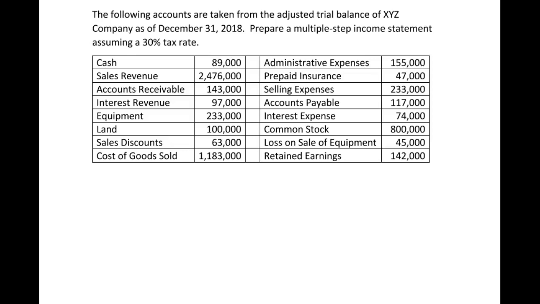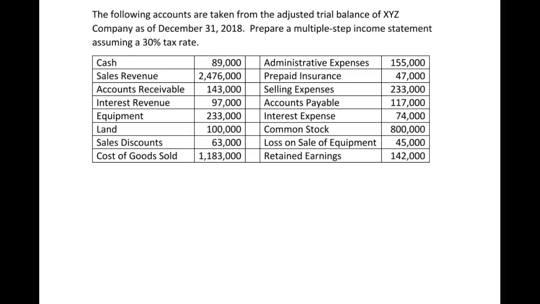Today we're going to conclude our videos on the income statement by doing an income statement example. So this might be something that you see on your homework assignments or on a test. Anytime you see something like that with a list of accounts and it says prepare a multiple step income statement assuming a 30% tax rate, the first thing I always want to do is go through and make sure I know which accounts I'm going to use. So for example, let's just start going through each of these accounts.